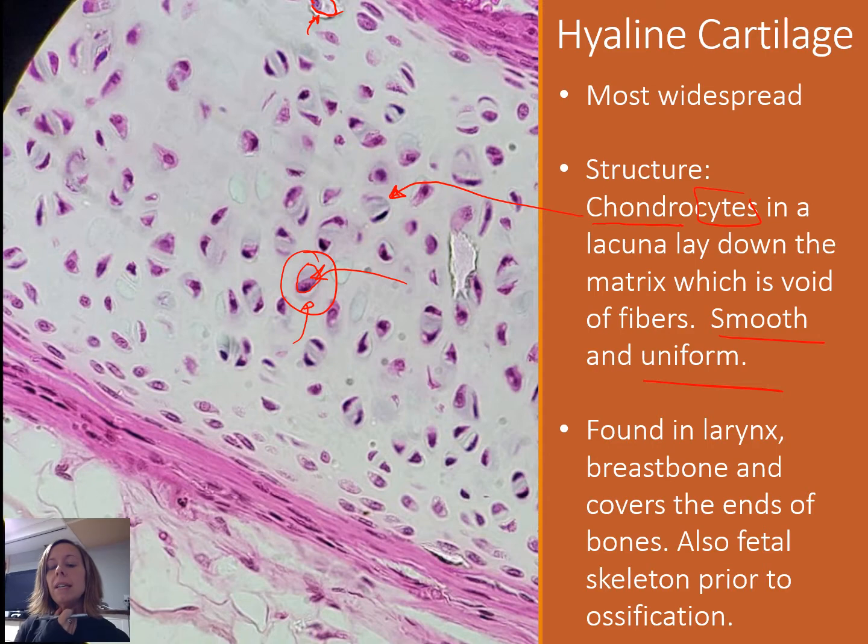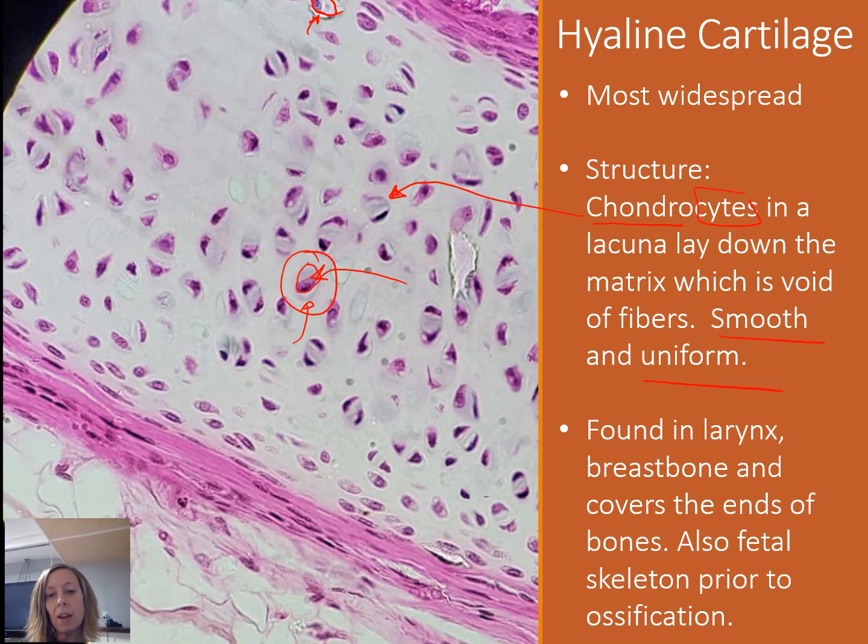You can find it on your breastbone. So it's going to connect your ribs to your breastbone. So the ribs are connected to the breastbone, some of them by cartilage, okay? So that cartilage that connects your ribs to your breastbone is going to be hyaline cartilage. And then it also is going to cover the ends of bone. So that cartilage on the end of bone, like when people get arthritis and they wear away that edge of the bone, that edge is cartilage, that's hyaline cartilage, all right? So it's going to cover all of those things.